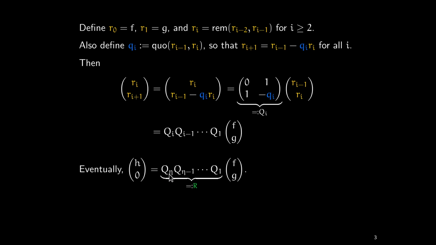And multiplying these q's together, that's not what the Euclidean algorithm does. What it does is it multiplies these q's one after the other on this vector. That's what the classical algorithm does. But it's also okay because of associativity to first compute the R. If we somehow get the R, then we are also done, because the R will be a matrix such that multiplying this matrix to f and g directly in one shot gives me the h and the 0.